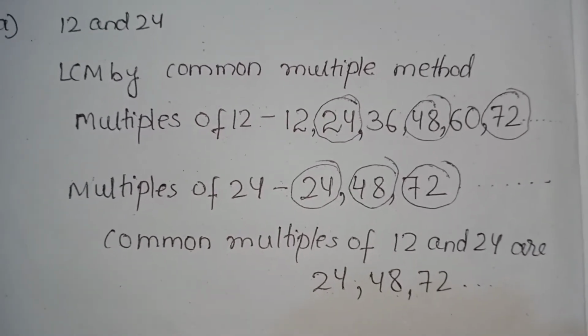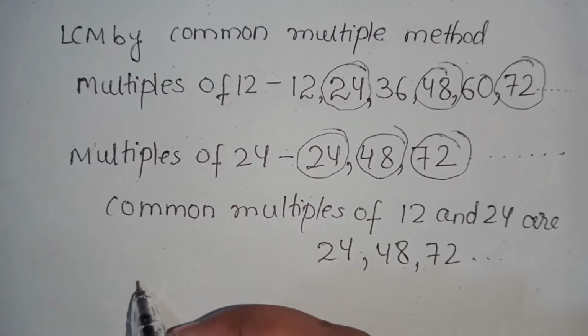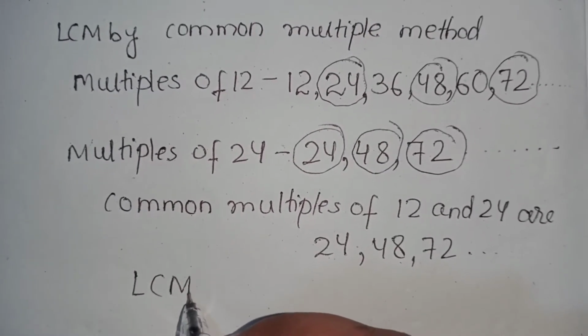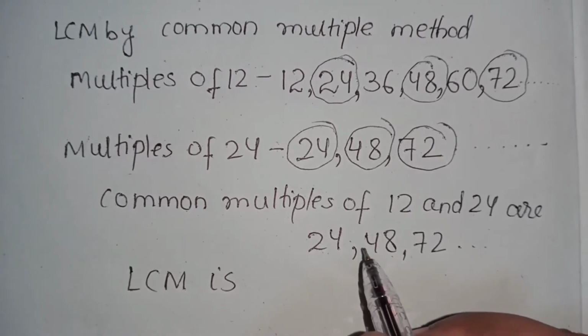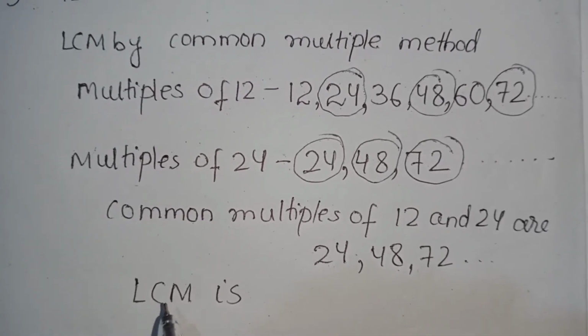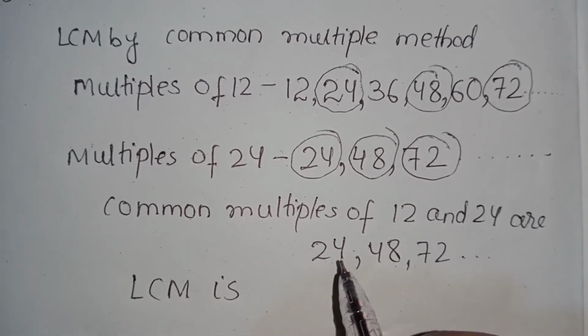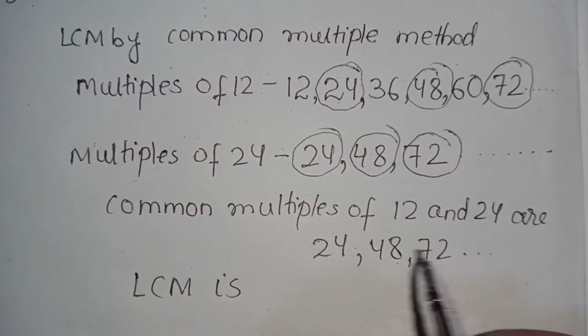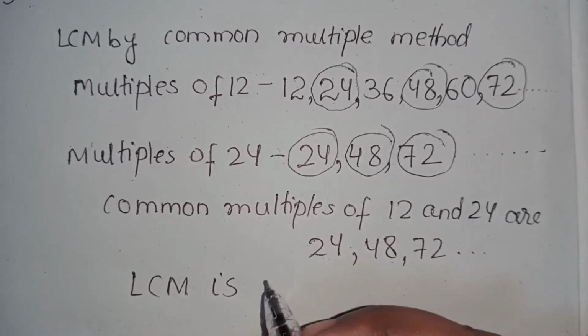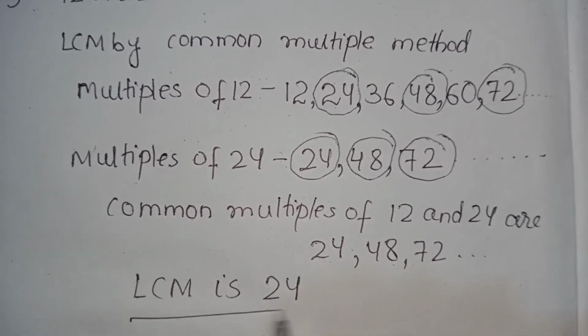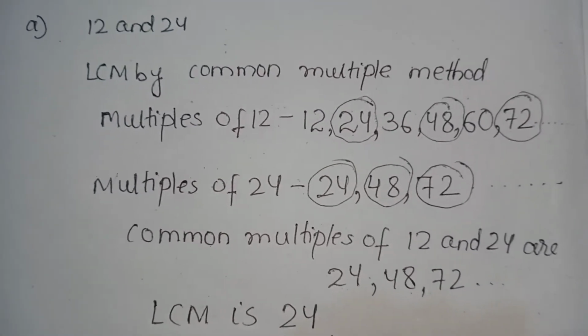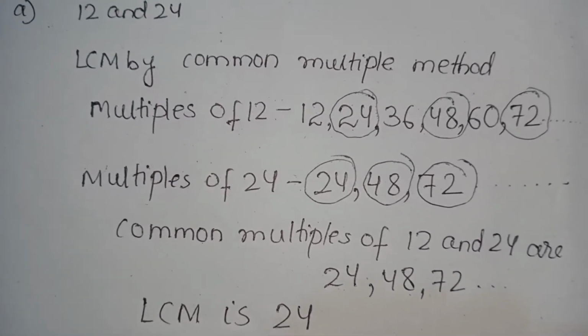Now we have got the common multiples, but what is the LCM? LCM means what? Least common multiple. Okay, and which one is the smallest one? Which one is the least? 24. So 24 is the LCM. Okay, so in this way you have to do LCM by common multiple method.